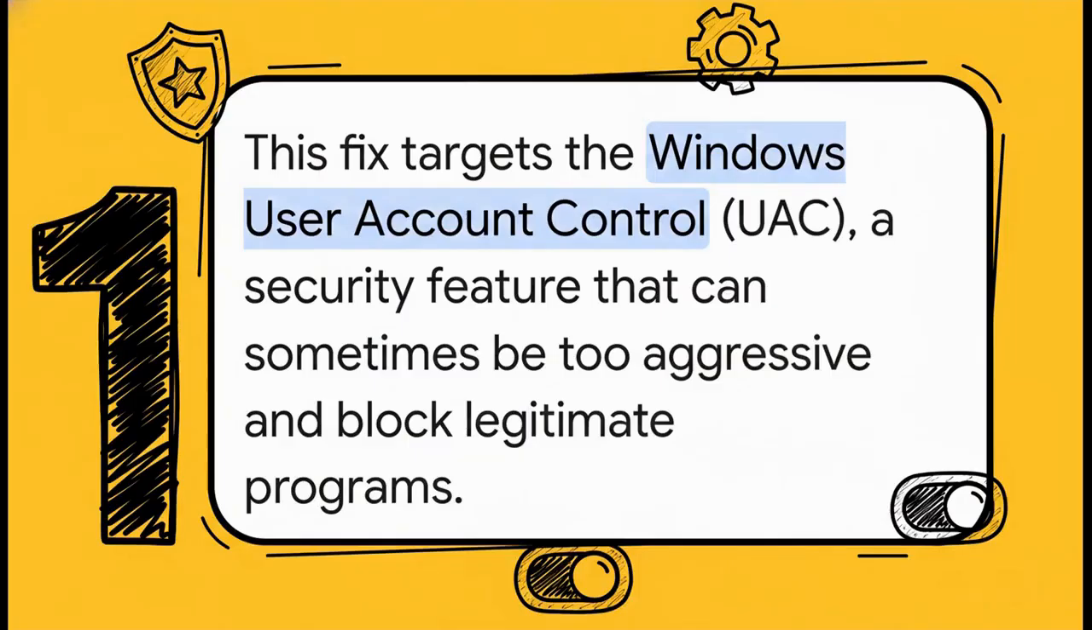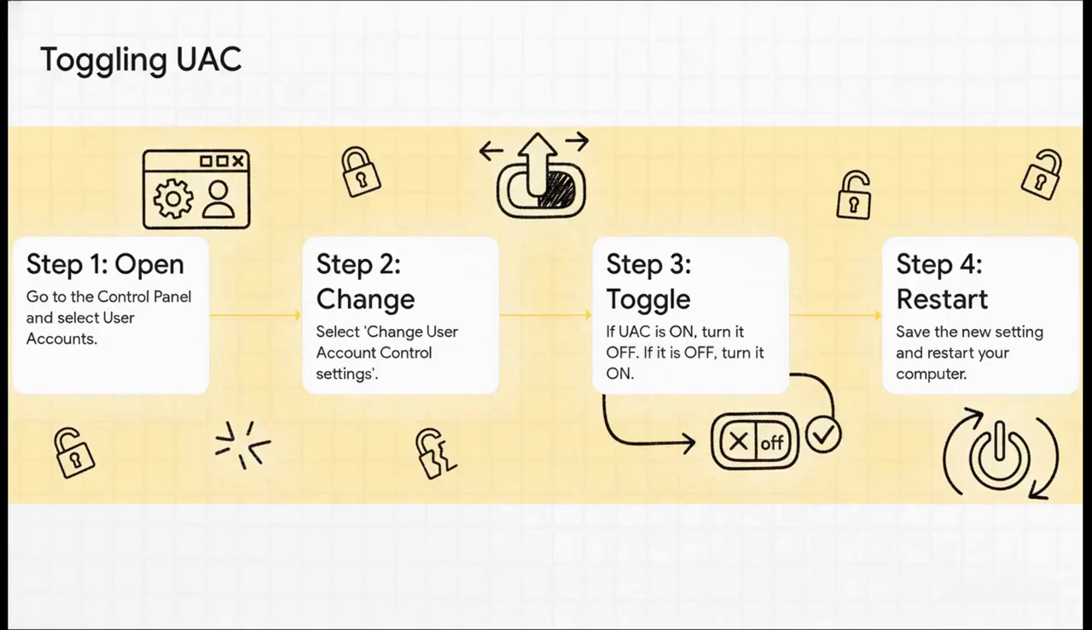So our very first fix is going to target something called the Windows User Account Control, or UAC for short. Think of it as a built-in security guard that can sometimes be a little overzealous and get in the way of perfectly safe programs like QuickBooks. Now, the process here is actually pretty simple. All you're really doing is toggling the UAC setting. Just head into your control panel to find it. The logic is, if it's currently on, maybe turning it off will remove the block. But if it's already off, turning it on can sometimes reset the permissions and solve the conflict. Whatever you do, just make sure you do a quick restart to make the changes stick.